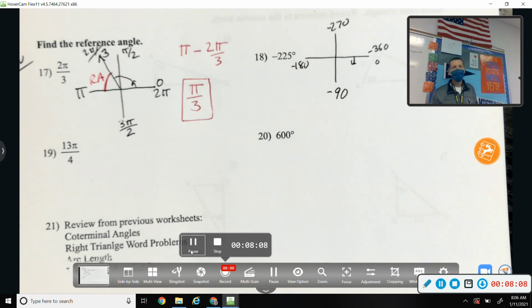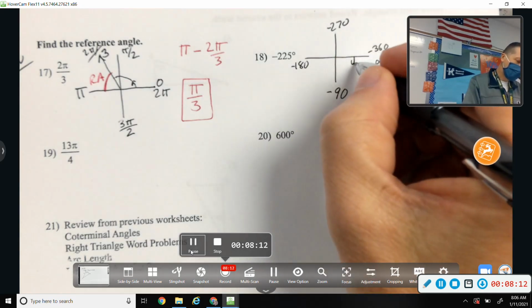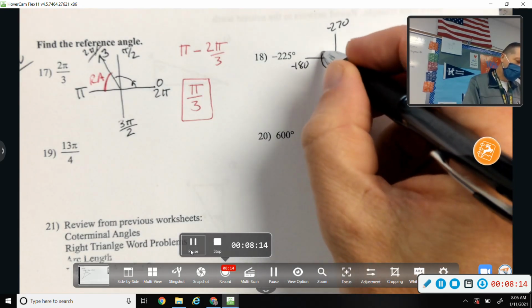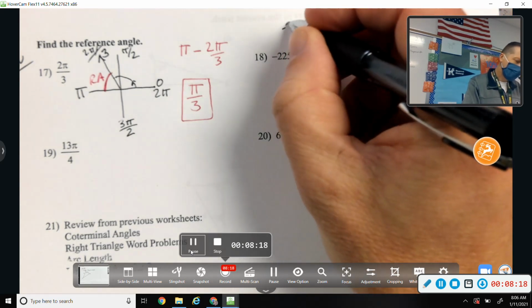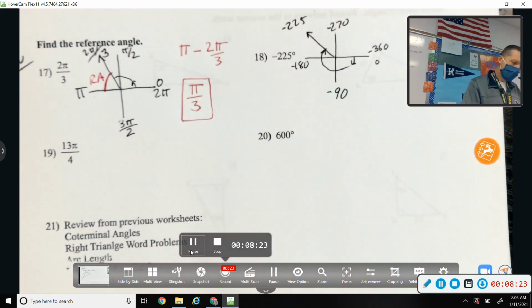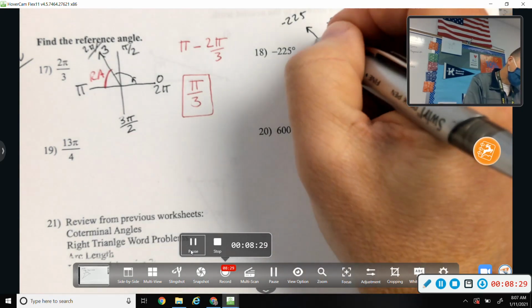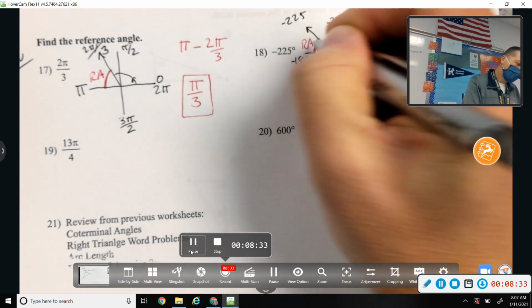So 225. Again, it's usually easier in degrees. Bigger than 90, bigger than 180, not as big as 270. So we land in the second quadrant here. Reference angle is the nearest x-axis. So there's our reference angle.